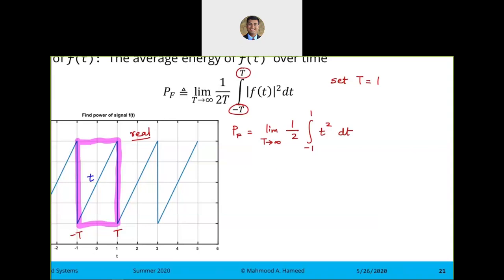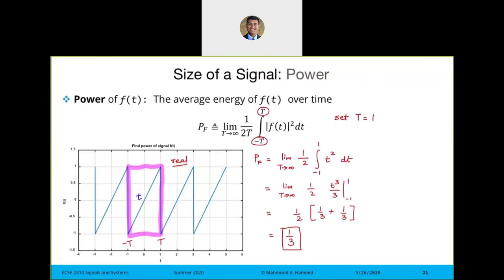All right, let's work through this integration here. I've got 1 over 2. I've got t cubed over 3 with limits -1 and 1. And I don't even need to do the limit here because T is not going to be a variable. After that, I have what? Half times 1 over 3 plus 1 over 3. So 1 over 3. So the power in this waveform is 1/3 units.